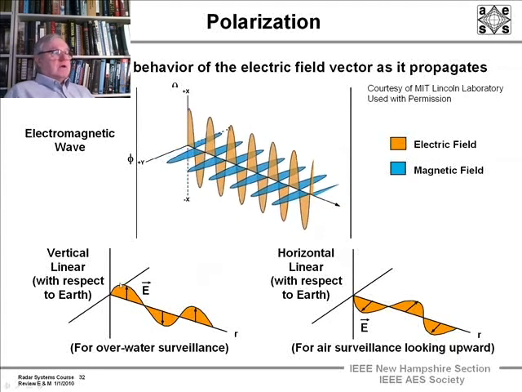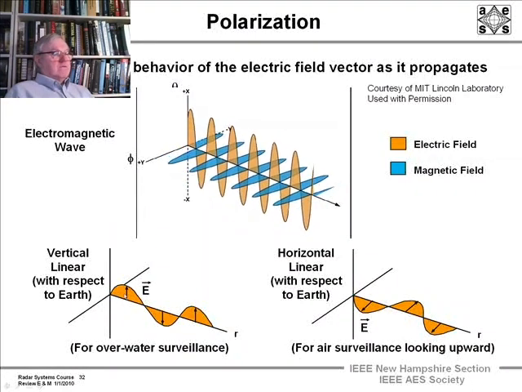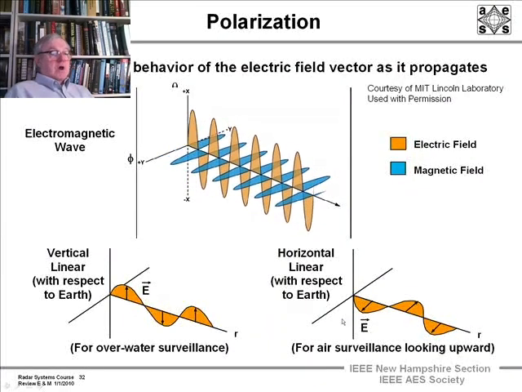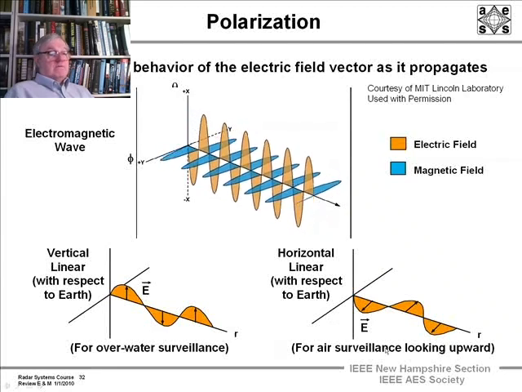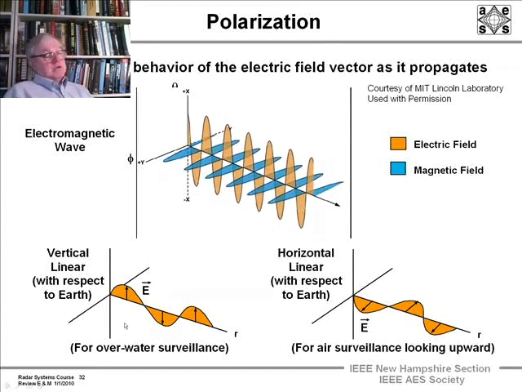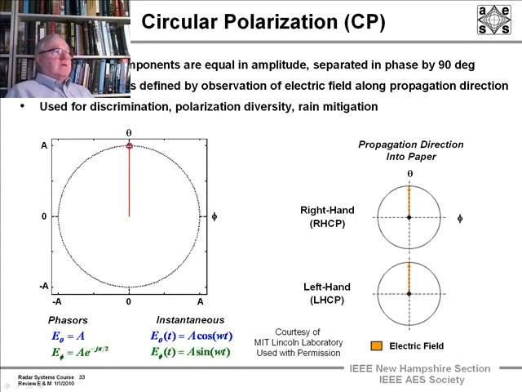Okay. Now a vertical polarization is when the electric field is vertical with respect to the Earth, and horizontal polarization is when it's horizontal with respect to the Earth, and I explained why for air surveillance radars. And over water, you'd use a vertical polarization because the background clutter is less over water. Okay. Now, the electric field components, as I said, for circular polarization are equal in amplitude and separated by a phase of 90 degrees. The handedness is defined by the observation of the electric field along the propagation direction.